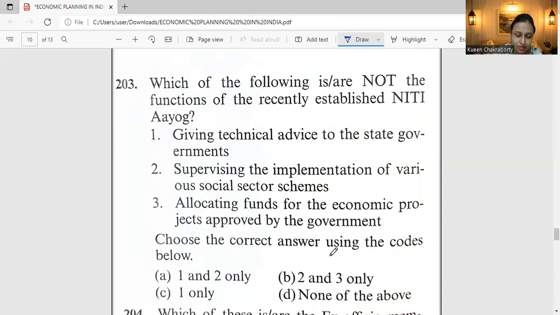Next, coming to the next statement. It merely provides the inputs, but does not get involved in the supervision of the program, as it is mainly a policy advisor and a think tank. So option number 2 is wrong. Next, coming to the third option. Unlike the erstwhile Planning Commission, NITI Aayog is not involved in the allocation of funds to the state government. So option number 3 also is wrong. So we are left with option B, that is 2 and 3 only. So 2 is wrong and 3 is wrong. The correct option is option B.